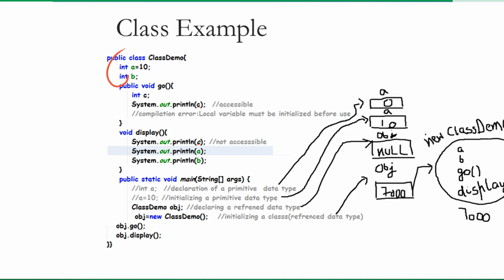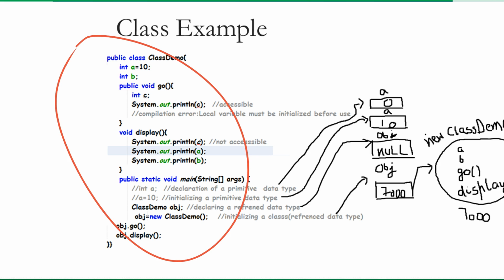So it will print the value of A as 10 and B as 0, because all the integer variables have by default a 0 value. Okay, now let us see how we can create an object of this class.